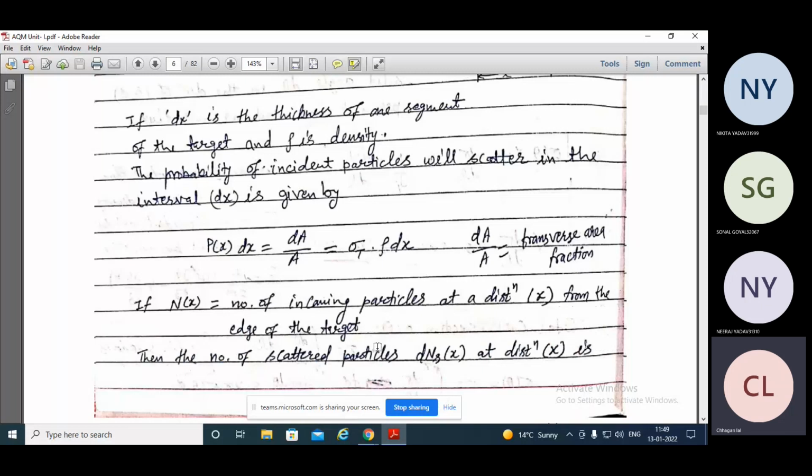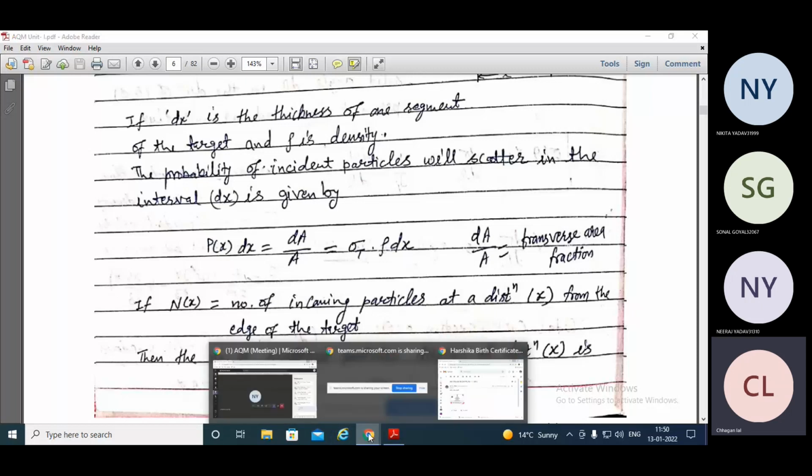Then how many particles are scattered from the dx segment is represented by dnx. That means these are the scattered particles. S for the scattered particles, d for some fraction of the particles, and nx is the number of incoming particles at the distance x.